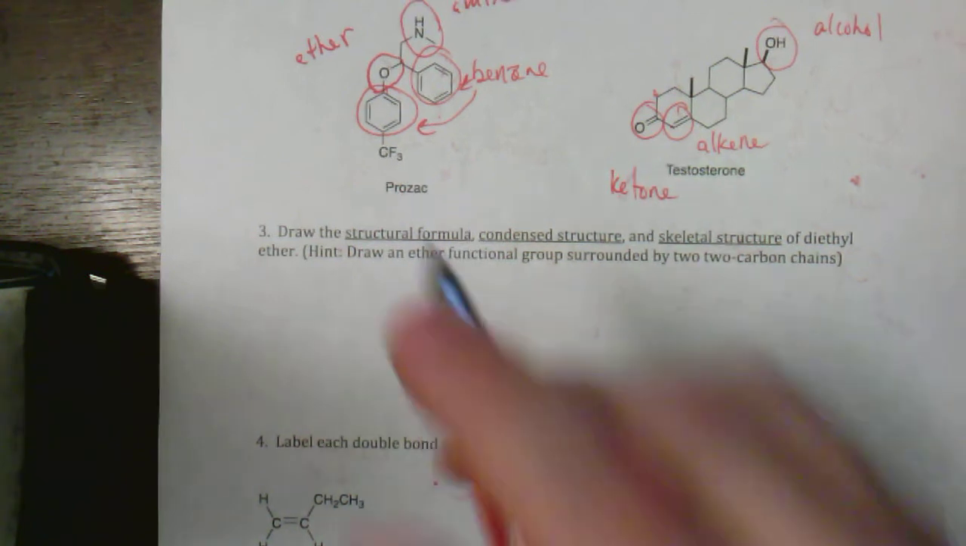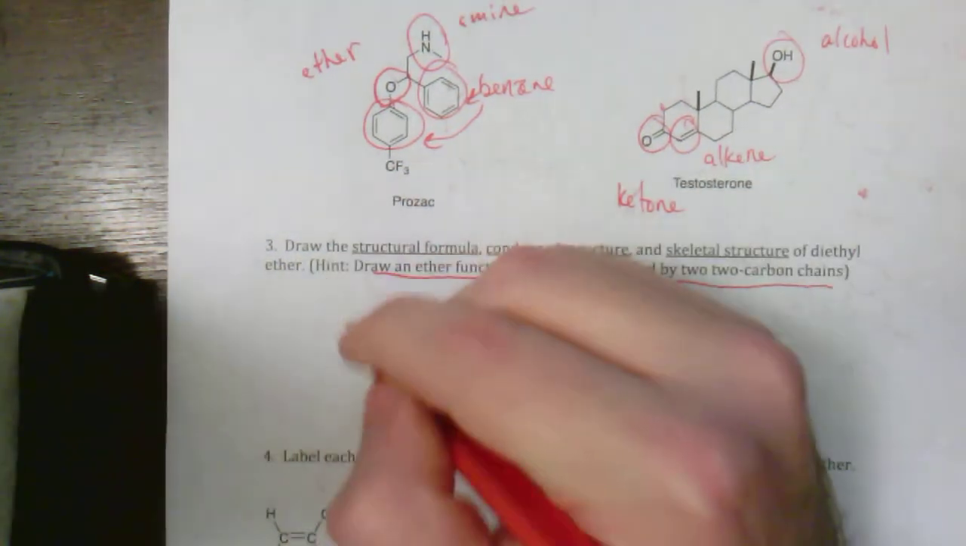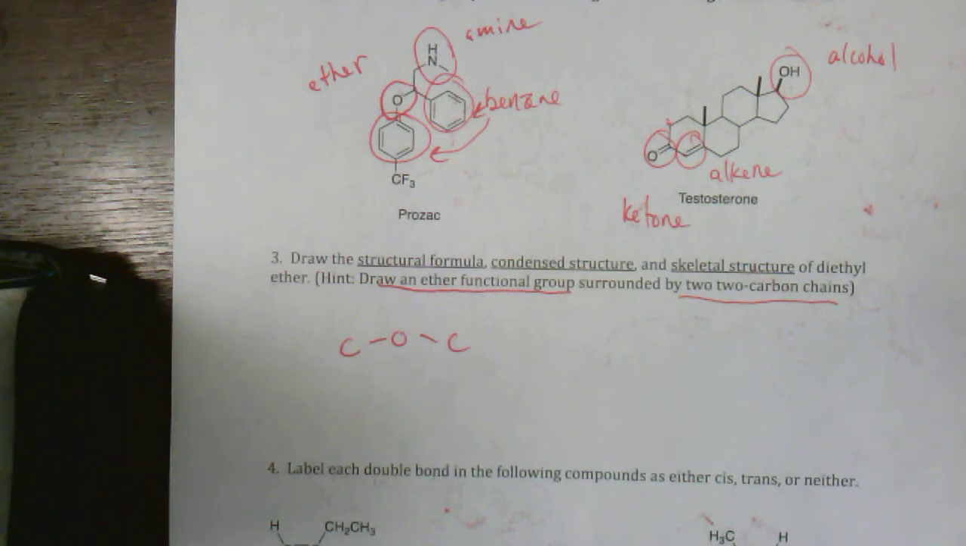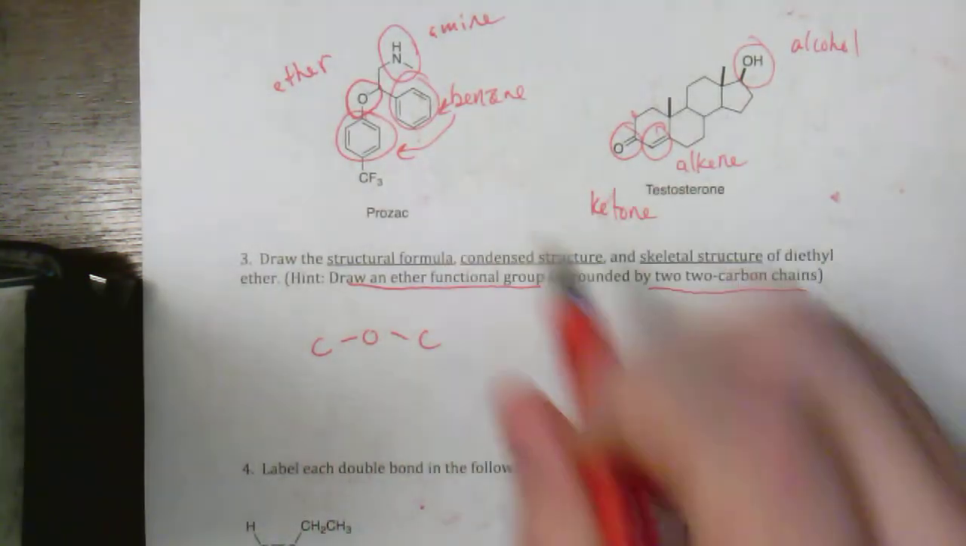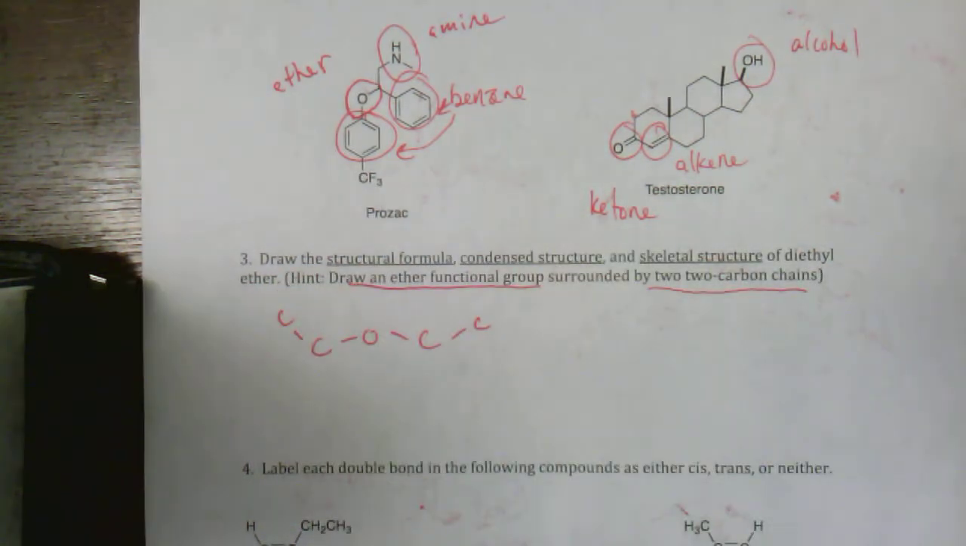Okay, so it says draw an ether functional group surrounded by two carbon chains. Well, I know this. Don't laugh. Okay, don't laugh. We don't read it out like a word, but I know that this is what an ether looks like. Don't laugh, Abe, okay? COC. And it says surrounded by two carbon chains. So there's a carbon over here, a carbon over here.